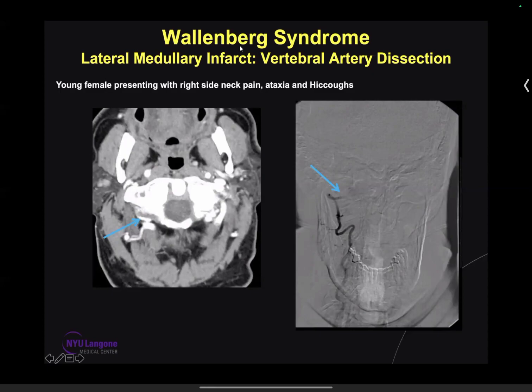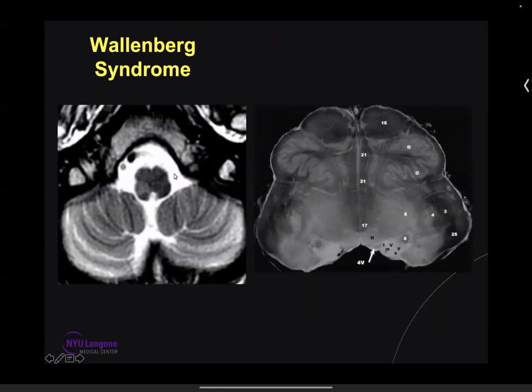And one thing I always struggled with in medical school is what is Wallenberg syndrome? What are the 10 different signs and symptoms associated with it? It's a very well-known syndrome, lateral medullary infarct. This is an example over here. This patient had a right vertebral artery dissection, a young female who had ataxia, hiccups, and neck pain, and ended up developing this right dorsolateral medullary infarct right over here. And it is very clearly shown to involve the inferior cerebellar peduncle.